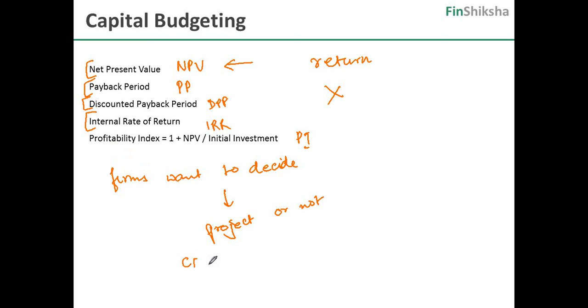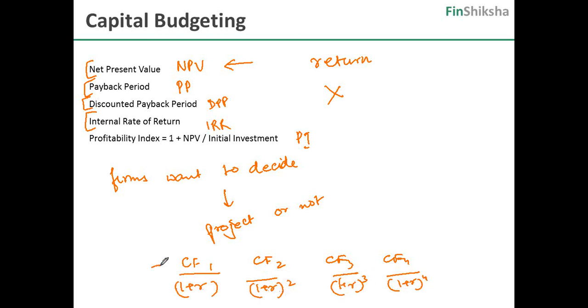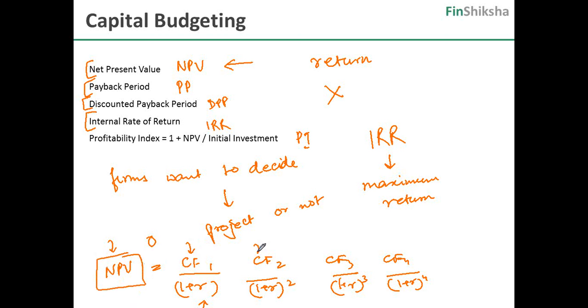If we have a series of cash flows from the project, the present value of these cash flows discounted at the required rate of return is called the NPV. The rate which makes your net present value zero is called the internal rate of return. Effectively, IRR is the maximum return that you can generate from a project. Any return greater than this will turn your NPV negative, which means you are losing money on this project. It doesn't make sense to take up this project.